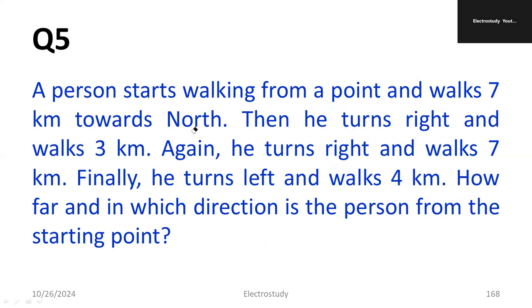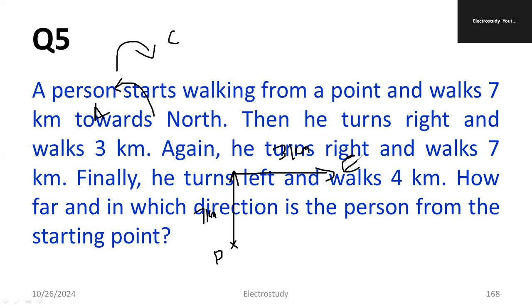The last question for this session. See, a person starts walking. This is also very important from your exam point of view. Person start P. P stands for person. He started walking from the point and walks 7 kilometers towards the north. Then he turns right. This is your clockwise direction, and this will be the anti-clockwise direction. He turns right, which means clockwise direction only, and walks 3 kilometers.